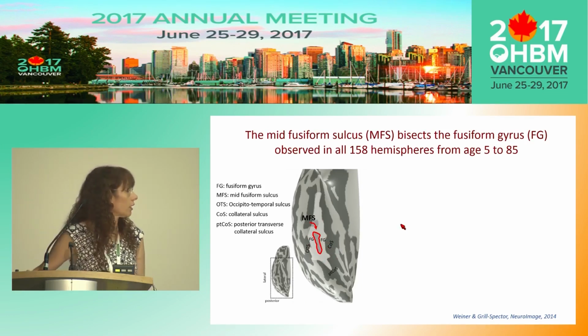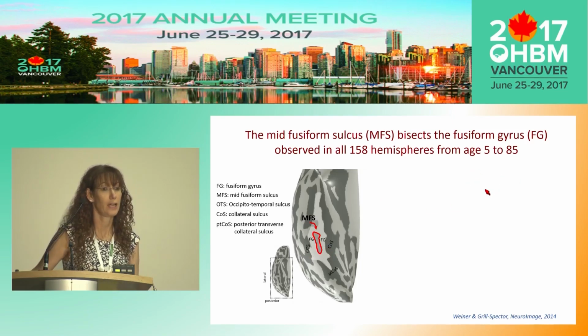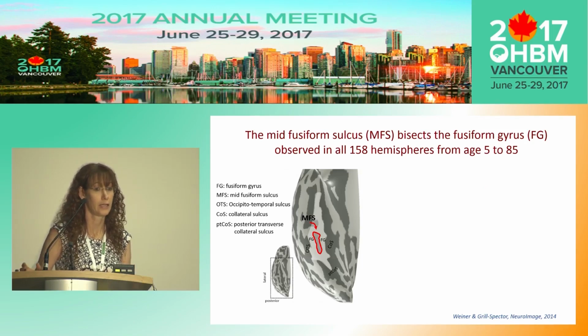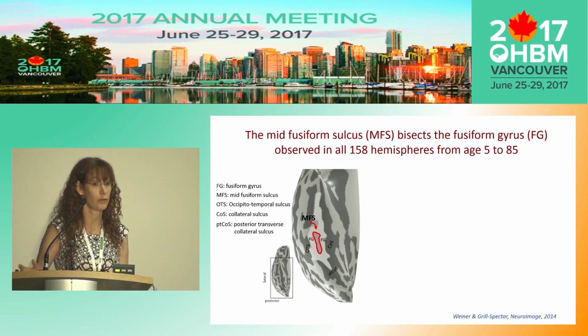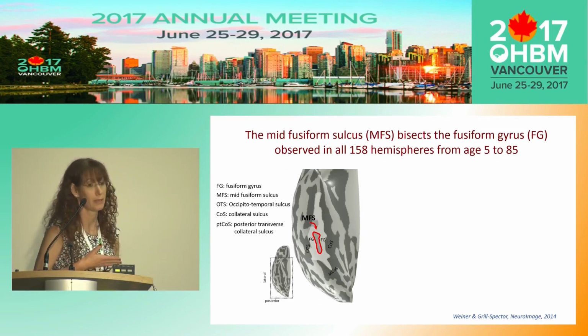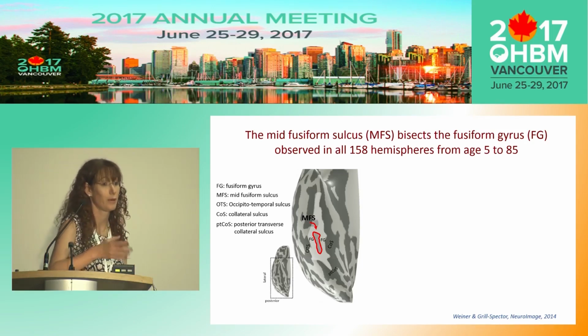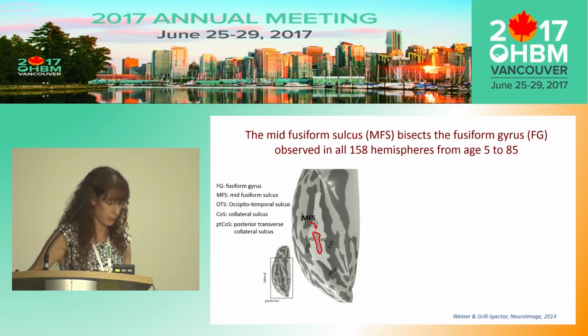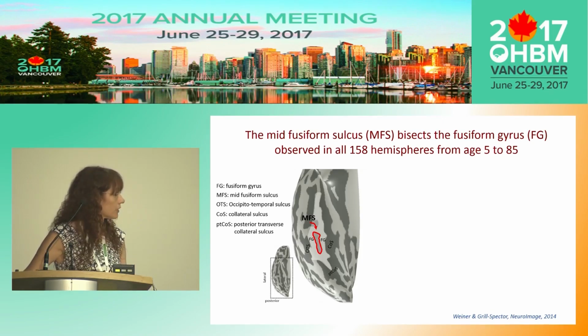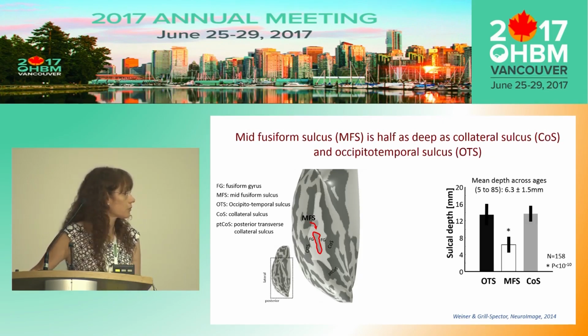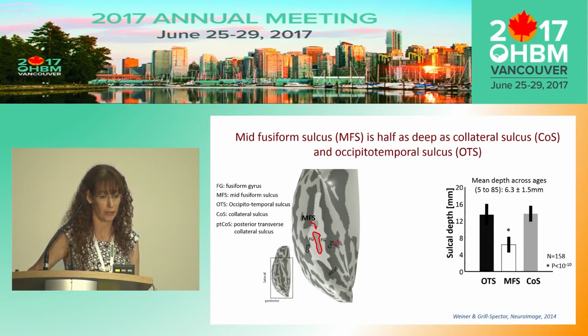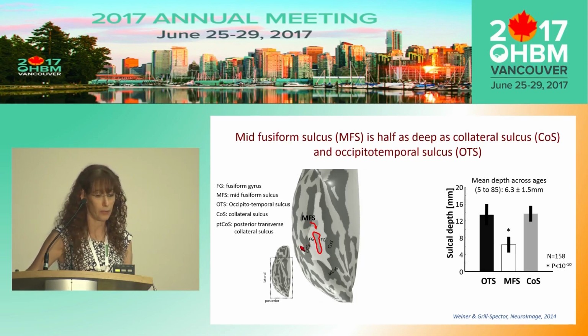Even though we have found it in all 158 hemispheres of participants ranging from the age of 5 to 85, you will not find it in typical atlases that are used in neuroimaging, like the Duvernoy or Talairach atlas. And I think this is because it's a tertiary sulcus, and if you have only one brain that you're building your atlas from, you might not be confident about how reproducible it is across participants. Nevertheless, if we look at many brains, we become very confident that the sulcus is there in every single subject's brain. Its primary characteristic is that it's half as deep as adjacent sulci, the collateral sulcus and the occipital temporal sulcus.